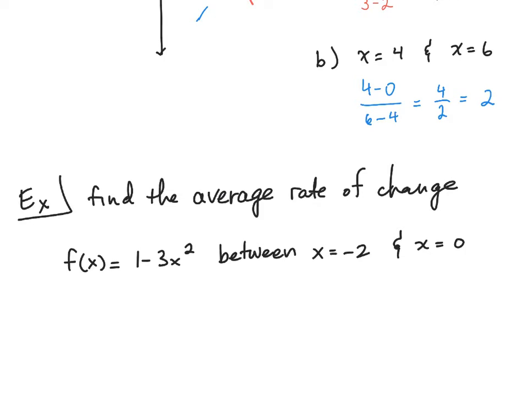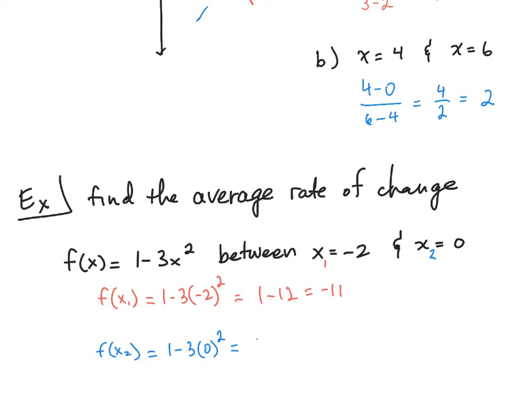So I'm going to call one of these x1 and the other one x2. And so what we need to find is f of x1 and then f of x2. Okay, so when we plug in and evaluate negative 2, this is going to be 1 minus 3 times negative 2 squared. Negative 2 squared is 4, so this is 1 minus 3 times 4, which is 12, it's negative 11. Now when we evaluate f of x2, this is going to be 1 minus 3 times 0 squared, which is 1.